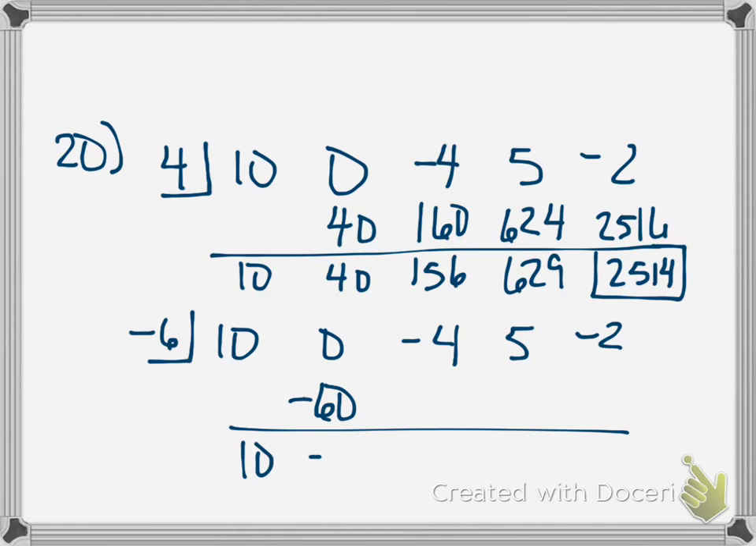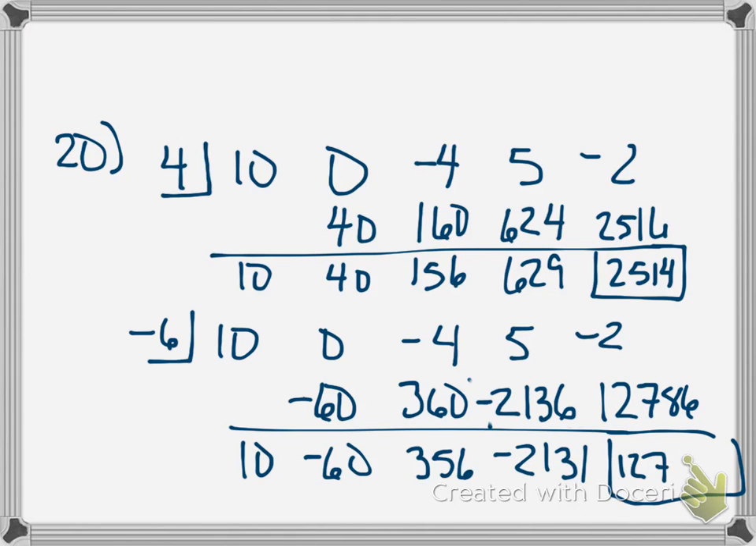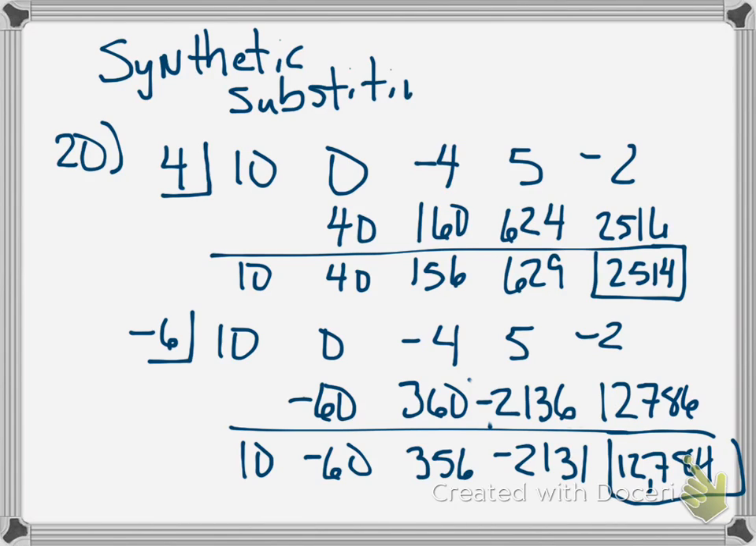Do the same thing for negative 6, and you get a fairly large number, like 12,000 something, if you don't make a mistake in the multiplying like I did. So the final answer there should have been 12,784. And again, all you're doing there is using synthetic substitution.